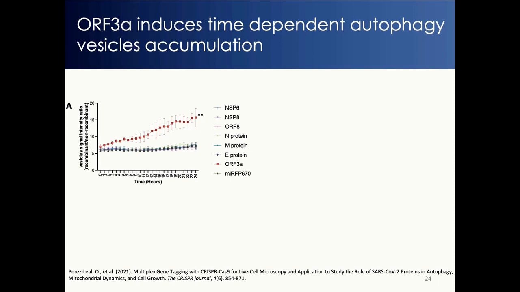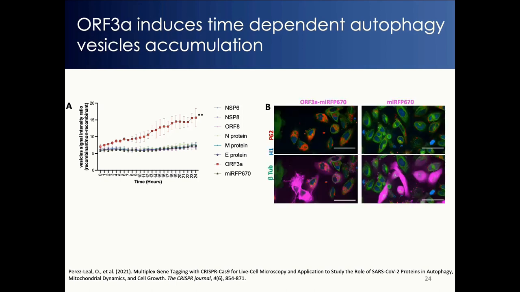We can see how over time the signal intensity increased in cells that are overexpressing the recombinant protein versus cells that are not. And if you compare that against also the cells that were only expressing the fluorescent protein RFP670, we can see how clearly the cells that are overexpressing the ORF3A protein accumulate large amounts of these autophagy vesicles, suggesting that this is an autophagy inhibitor.